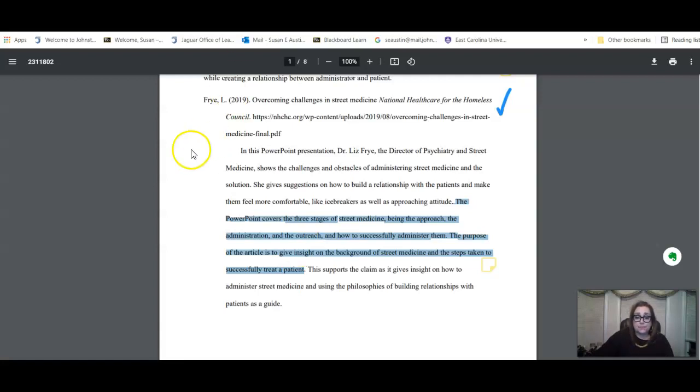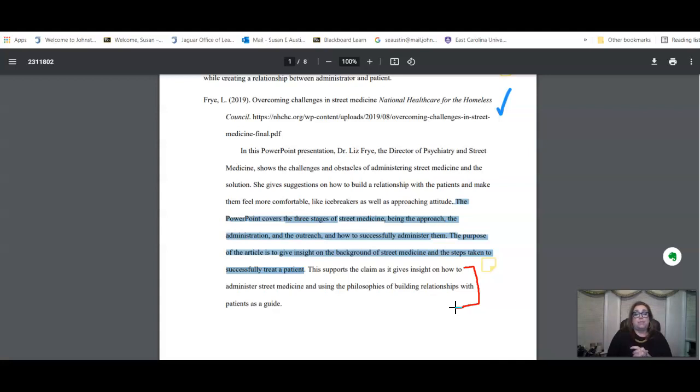Then finally, we get down here, and I'm going to just use the pen. This part is your synthesis part. That's sort of the way you tag your annotation paragraph. So the last sentence reads, this supports the claim as it gives insight on how to administer street medicine and using the philosophies of building relationships with patients as a guide.